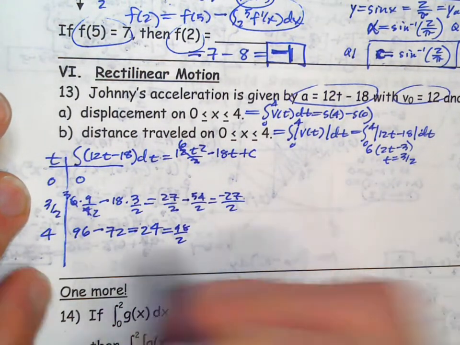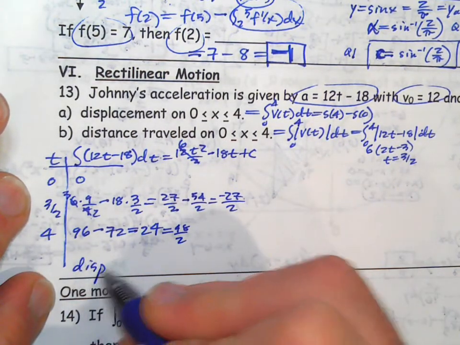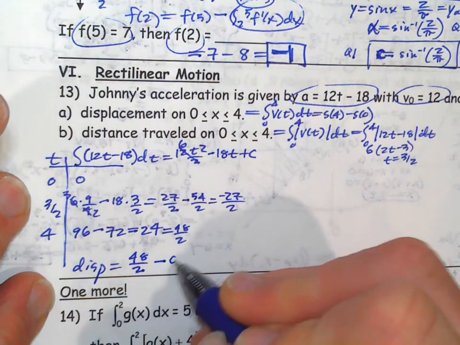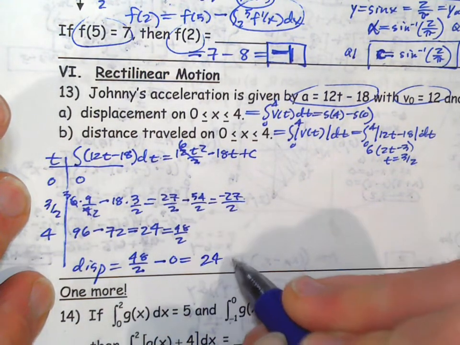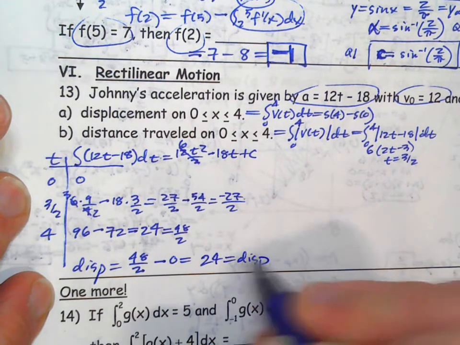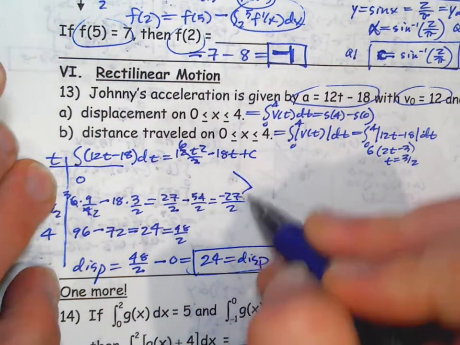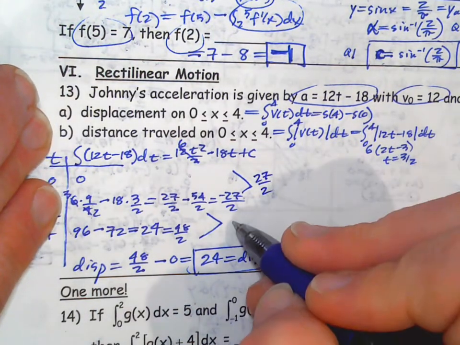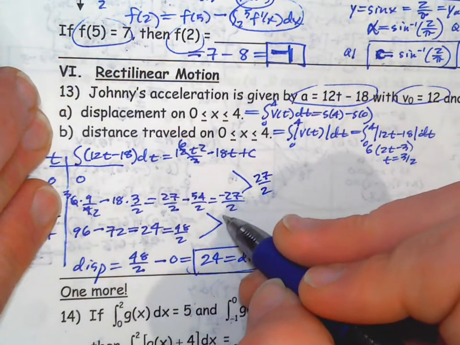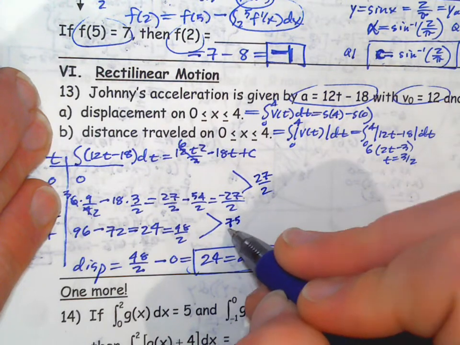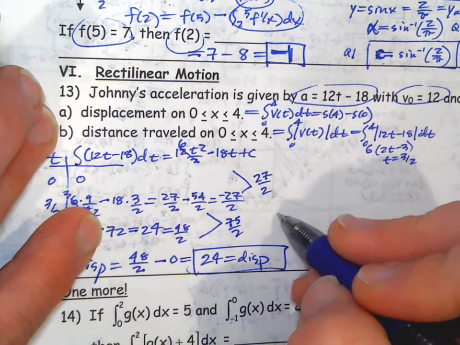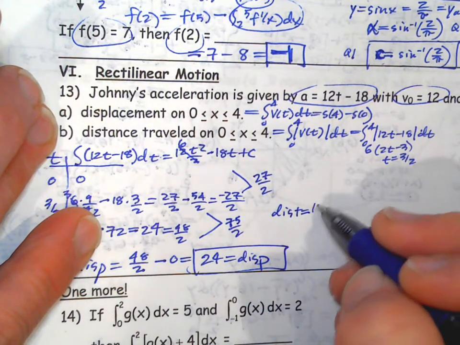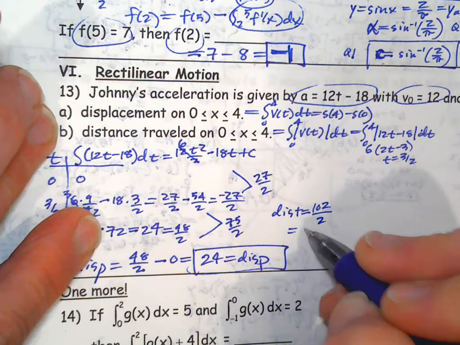And then for displacement, I just take the final spot minus the initial spot. And so that's just going to be 24. That's displacement. And then distance, I'm going to find the distance between these. And so this is positive 27 halves, and then this is 75 halves. And so the distance is going to be 102 halves, which is 51.